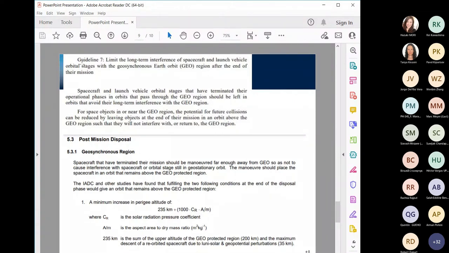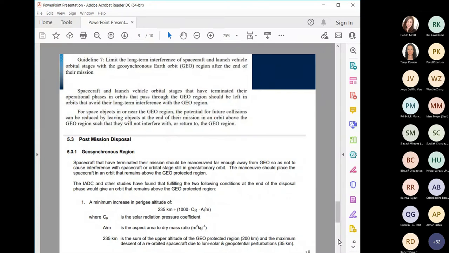The guideline on top is the simple language from the COPUOS guideline, which tells you that you have to limit the long-term interference with the geosynchronous Earth orbit after the end of the mission. The guideline at the bottom of the slide is from IADC guidelines. So you would see that although the content is the same, the text has a little bit more technical language and is written with more technical details.